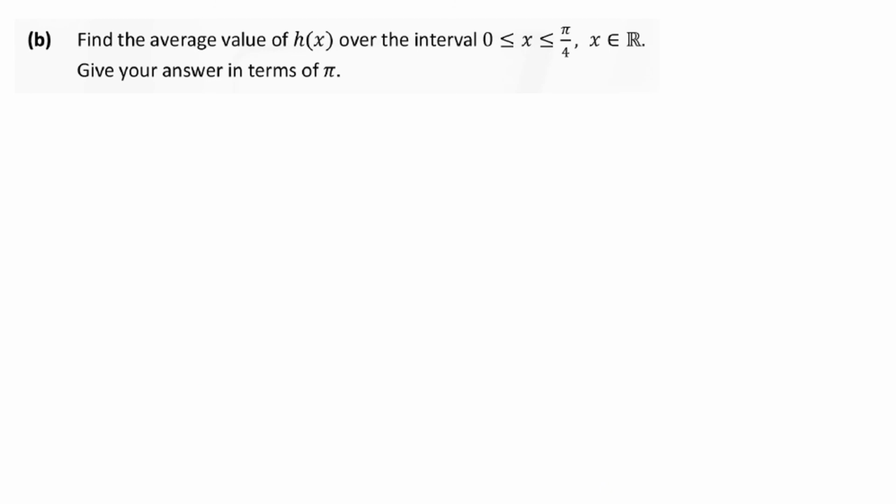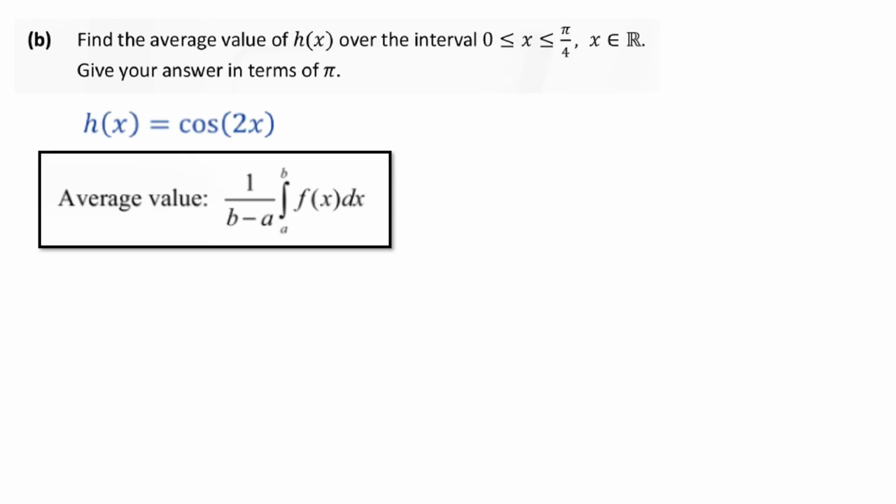Part B. Find the average value of h of x over the interval 0 is less than or equal to x is less than or equal to pi over 4, where x is an element of the real numbers. Give your answer in terms of pi. So here we're talking about, again, a trigonometric function. We want to get the average value. So there's my trigonometric function.